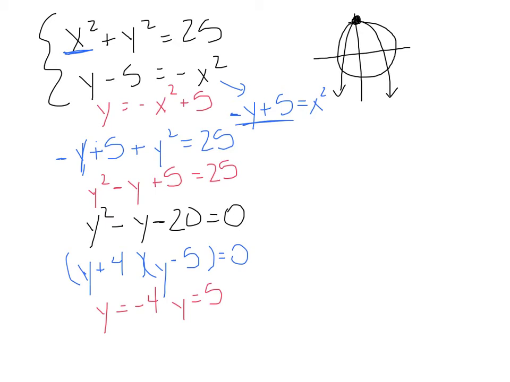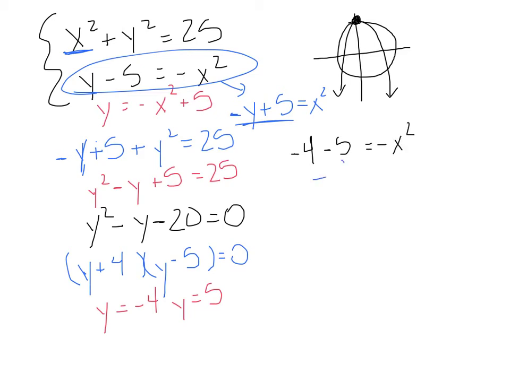Now we need to plug these back into the equation we didn't really use. So I'm going to go back up to the top, and it doesn't matter which one we choose to use. We can use the y equals equation, we can use the x squared equals equation, we can use the y minus 5 equation. They're all going to get us the same thing. Just for fun, I'm going to use the y minus 5 equation. So, y minus 5, negative 4 minus 5 equals negative x squared.